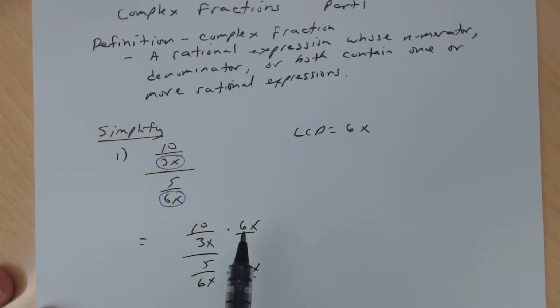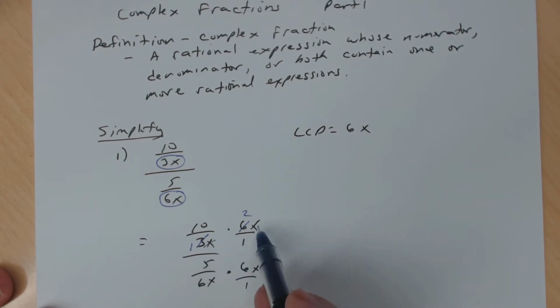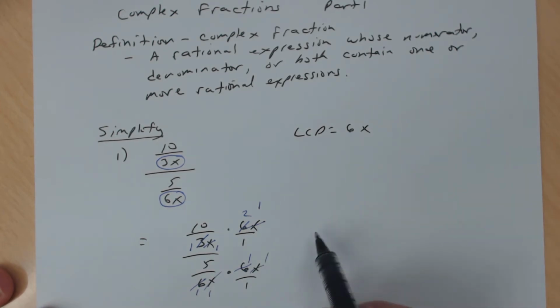Okay? Now you're going to reduce this product, and you're going to reduce this product. All right. So basically, you're going to say 3 into 3 is 1. 3 into 6 is 2. These x's here divide out. You're left with 1s in their place. But down here, these 6's divide out. You're left with 1s in their place. These x's divide out. You're left with 1s in their place. And that's all you can do in terms of reducing.